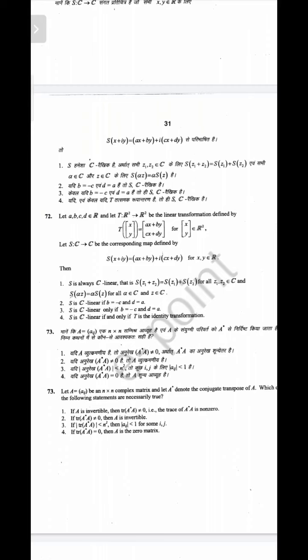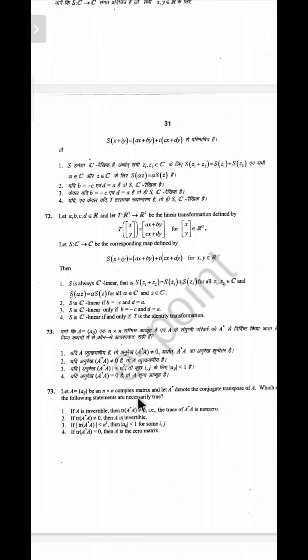So this is gone. What is the second one? If b equal to minus c and d equal to a, I think b and c was the problem there. Then it may be yes. What is the next? Is C linear only if b equal to, yes, correct. 2 and 3 are the correct ones. C, it is if T is identity transformation. No. If it is identity transformation, then what is the relation between A, B and C? It won't be that. So let us go to 70.